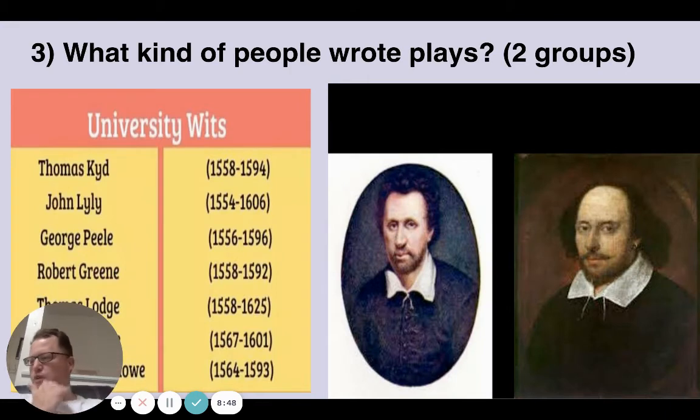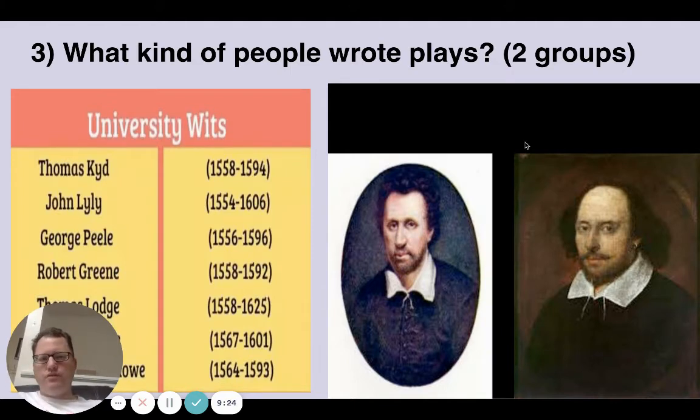So what kind of people wrote plays? Well, on the left, you have a list of folks who went to university, and that was commonly the resume for playwrights. You have Ben Jonson; I think his first father was a minister but died before he was born. His second father was a bricklayer. So Jonson was classically educated but also working class, similar to Shakespeare. So you have the university guys and you have the blue collar working class guys.